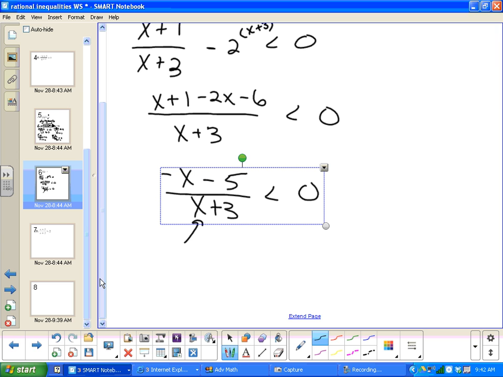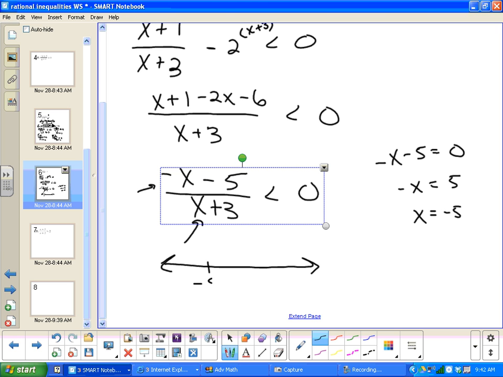So if I have negative x minus 5 equals 0, what would we do then? We would add 5, and so we get negative x equals 5. Divide by negative 1, and so x would be negative 5. So what makes this 0 right there? Negative 5, okay? So now, what are our critical points here? Negative 5 and negative 3, okay?